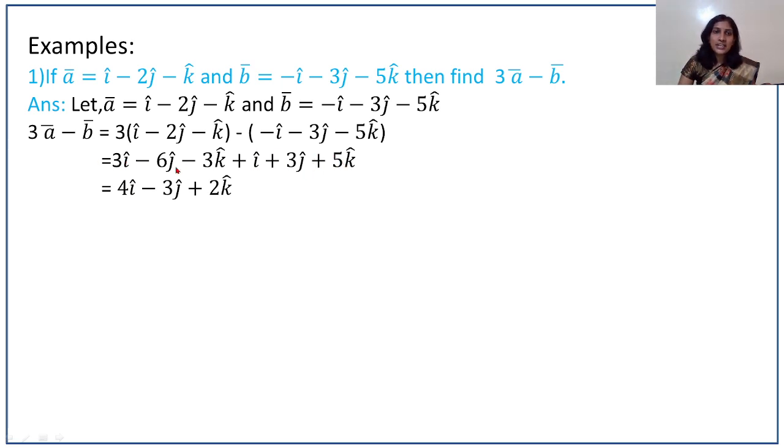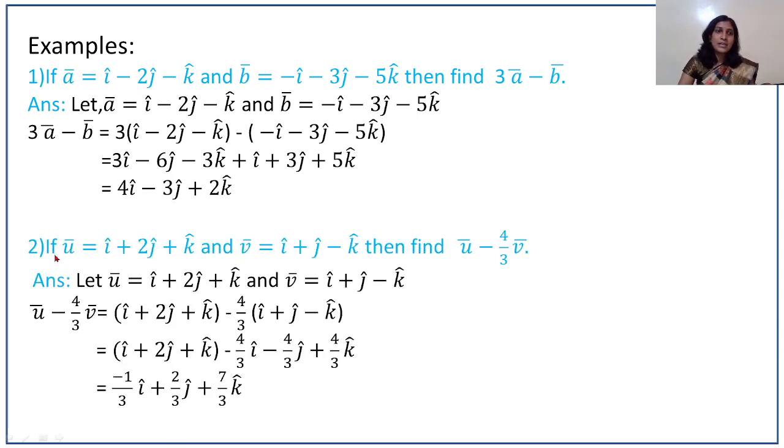Add or subtract the corresponding terms: 3I cap plus I cap, 4I cap. Minus 6J cap plus 3J cap, that means minus 3J cap. Minus 3K cap plus 5K cap, it is 2K cap. This is our first example.